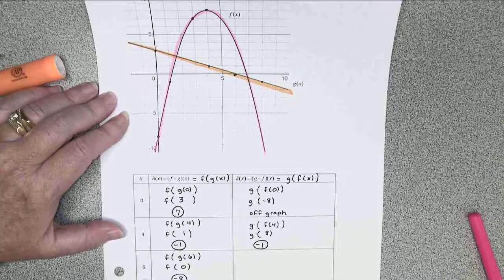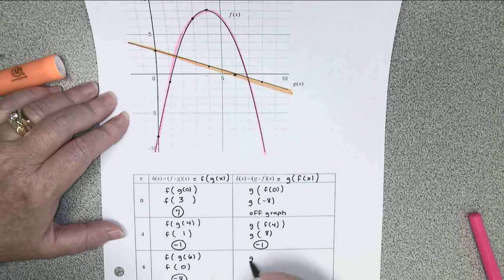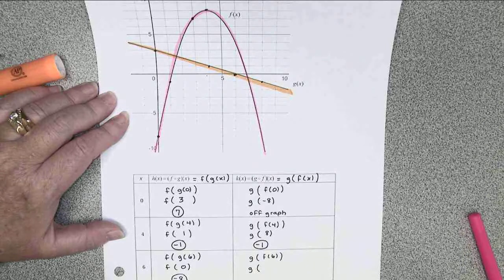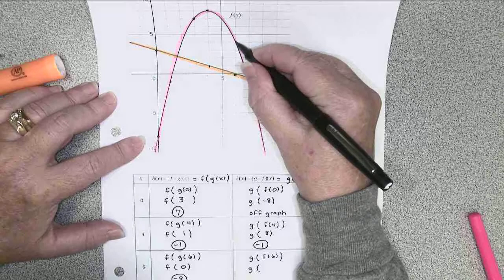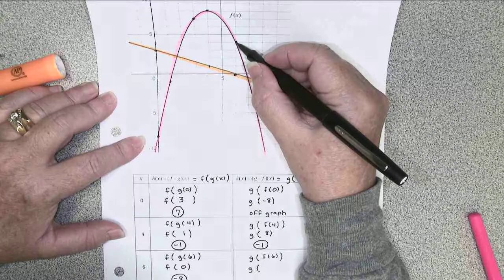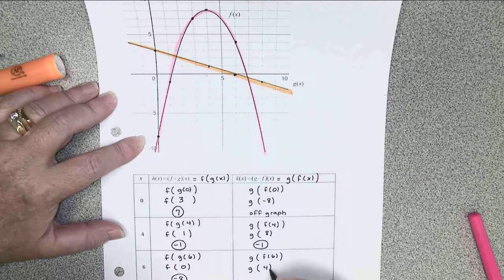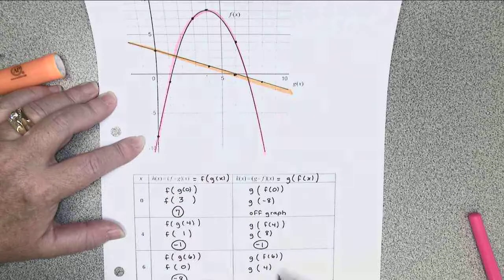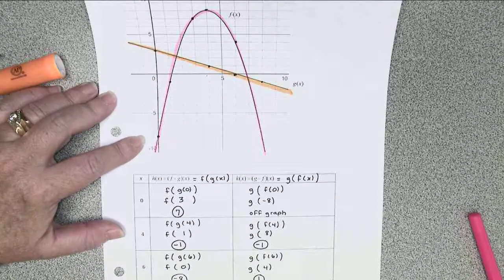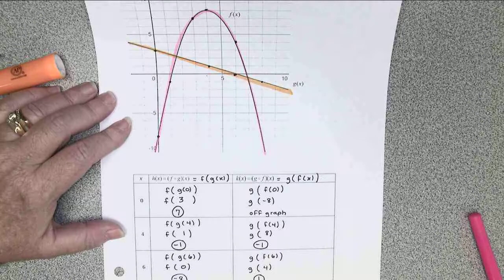And finally, plugging in 6, I'd have g of f of 6. See, f of 6. For here at 6, on the f graph, looks like the y value is 4. And g of 4, when x is 4, right here, it looks like g is 1. So there's my compositions read off graphs. And that's the end of section 3.4.